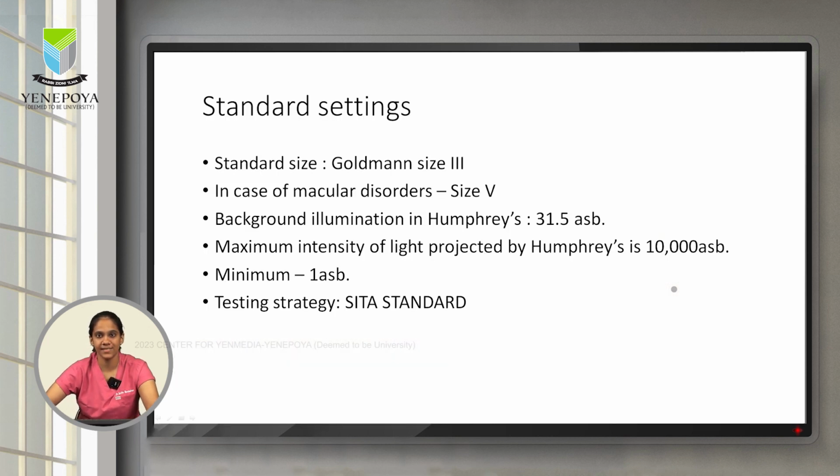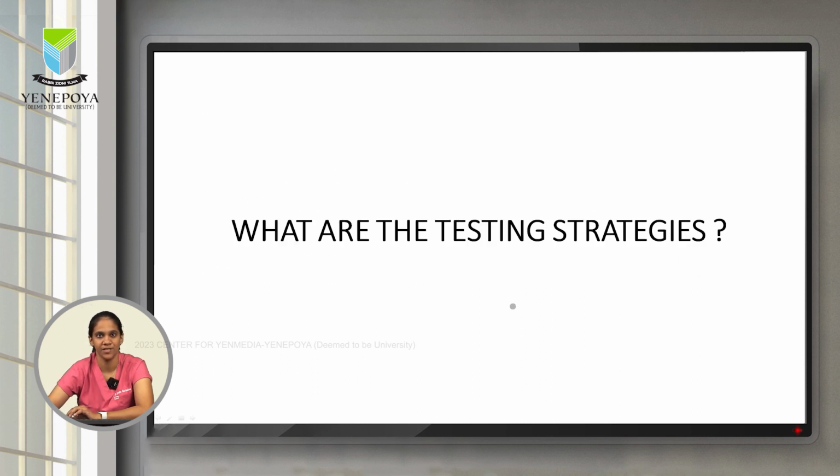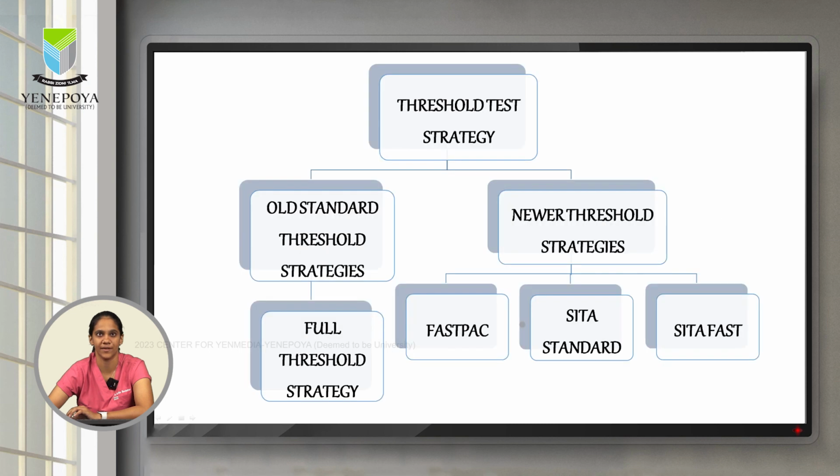These are the standard settings that are made in almost all perimetries. The standard size is Goldmann size 3. Only when there is a macular disorder where the patient cannot see the size 3 stimulus do you use a size 5 stimulus. The background illumination is 31.5. The maximum light intensity that can be projected by the Humphrey is 10,000 ASB and the minimum is 1 ASB. The testing strategy will be SITA Standard. I've told you about testing strategies for quite some time now, so we will see what the testing strategies are.